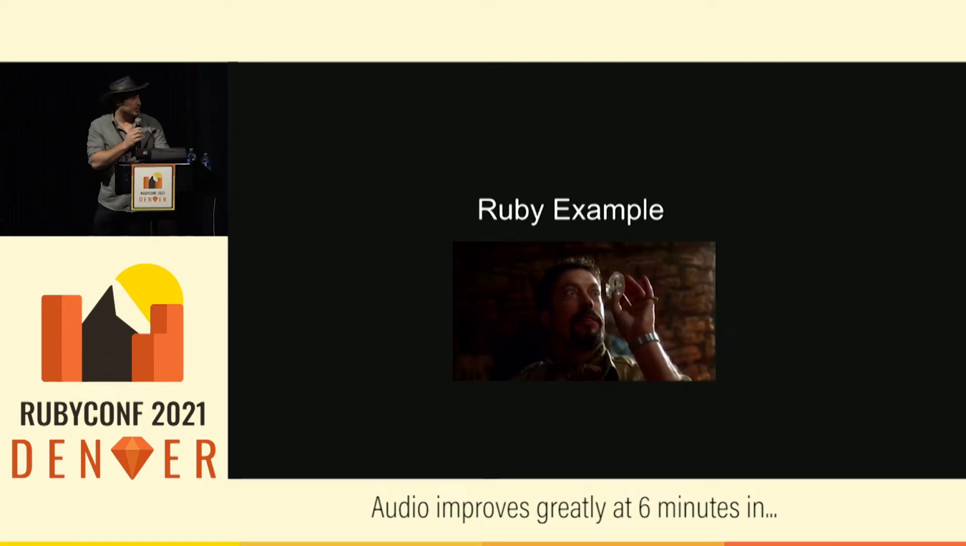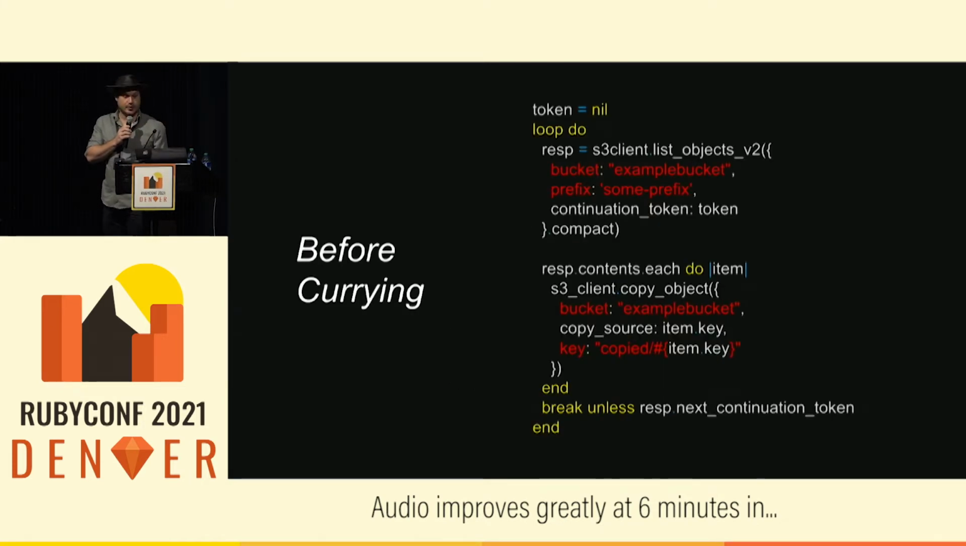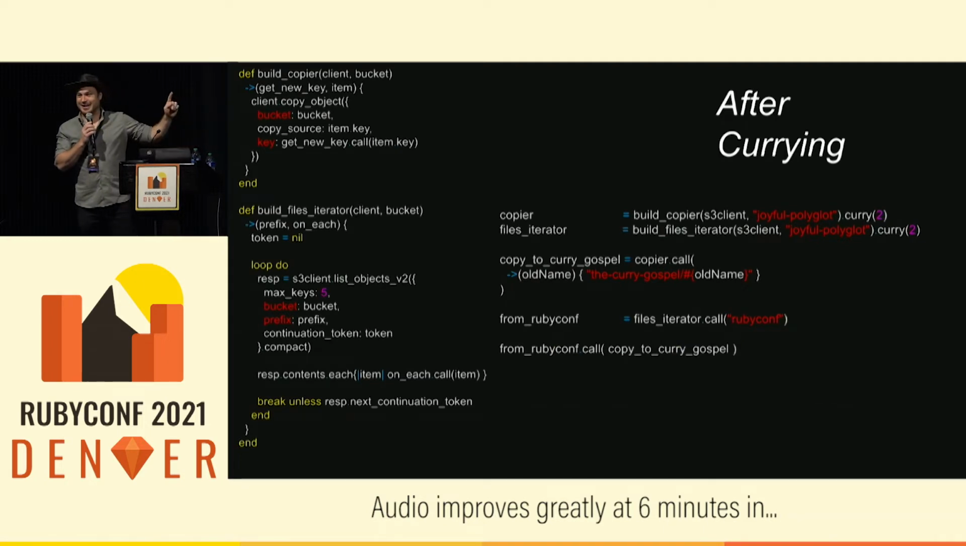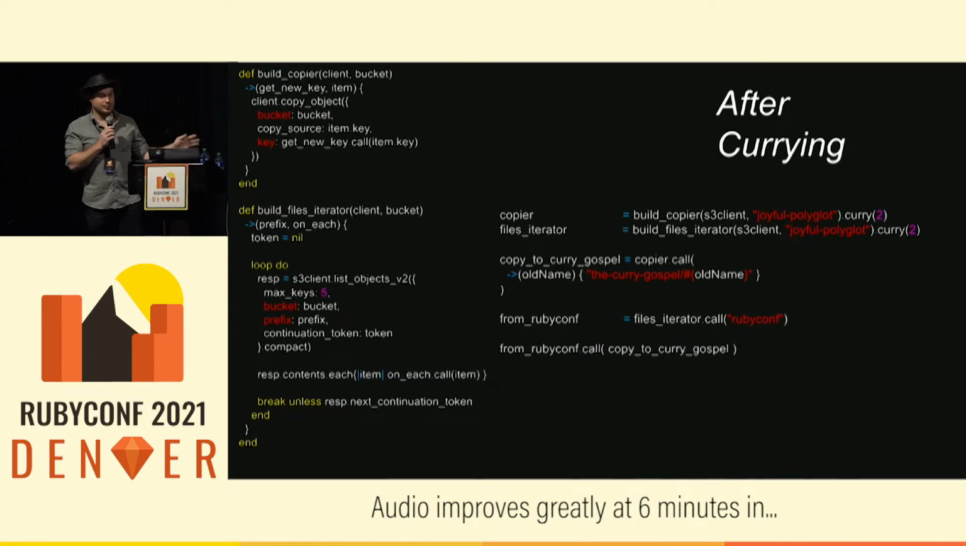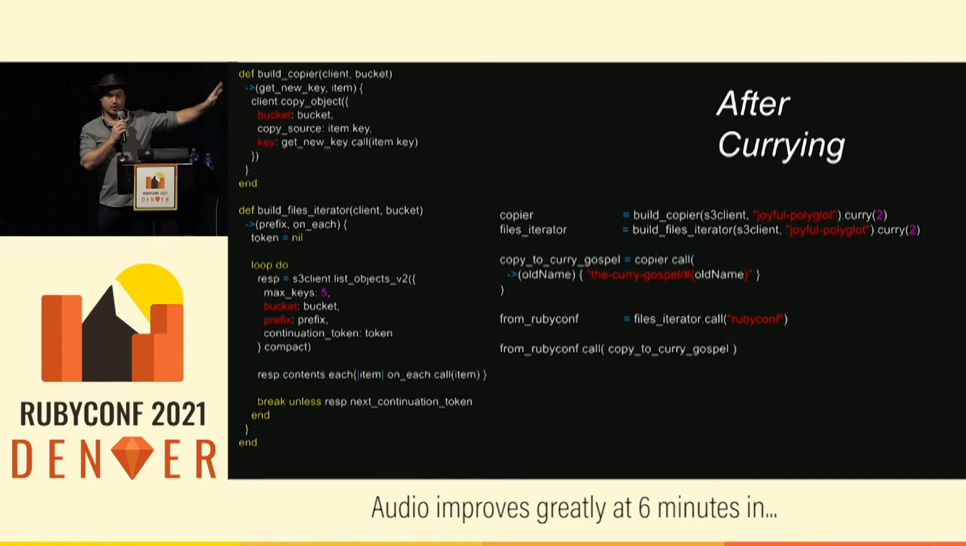So now for the Ruby example that you're all here for. So this is before currying. We're going to move a bunch of objects from one location to another in S3. Now, ironically, when I curry it, it gets a lot bigger. So what do we get from this? And don't worry if you can't read all the stuff. I'm going to go through each piece of this code.